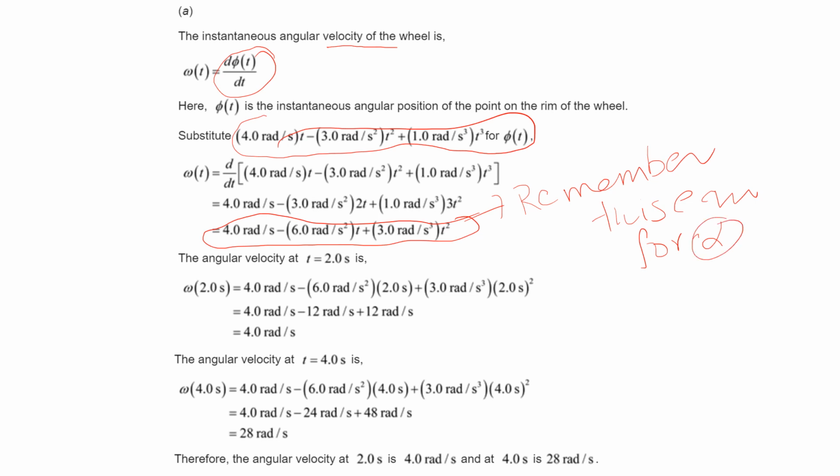Then the angular velocity at t equal to 2 is simply found by putting the time value, that is 2, and we end up with 4 radian per second. Similarly, when we put 4 seconds, we end up with 28 radian per second. So we can say the angular velocity at 2 is 4 radian per second, and at 4 it is 28 radian per second.